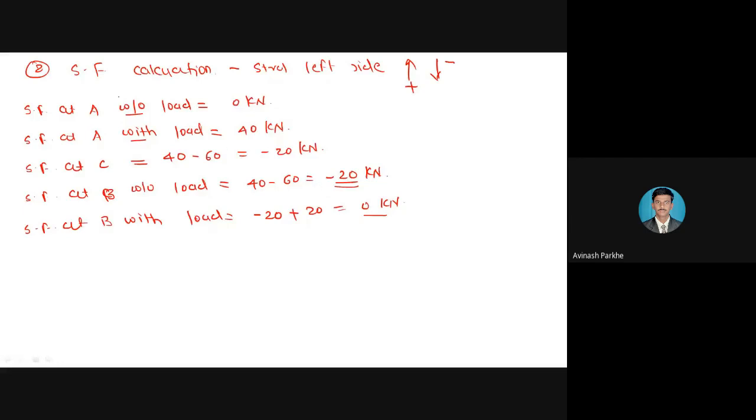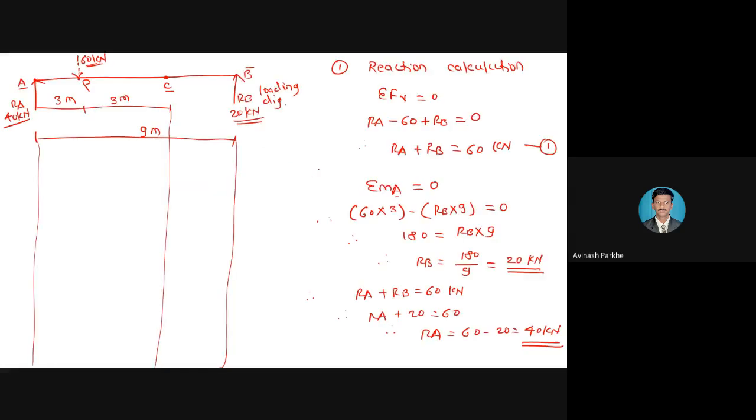You can see shear force at point A without load, 0 kilonewton. Shear force at point B with load, 0. That means your starting is 0. Your end is also 0. That means whatever middle calculation we have done, it is 100% correct. Now, from this particular calculation, I will draw the shear force diagram.